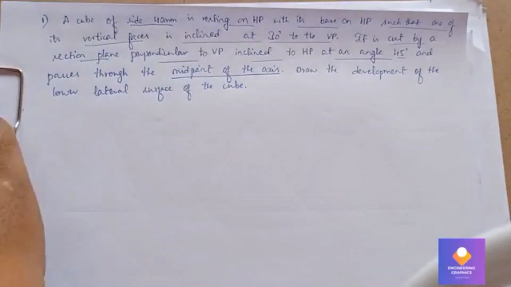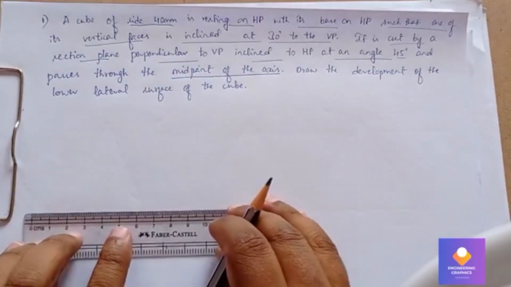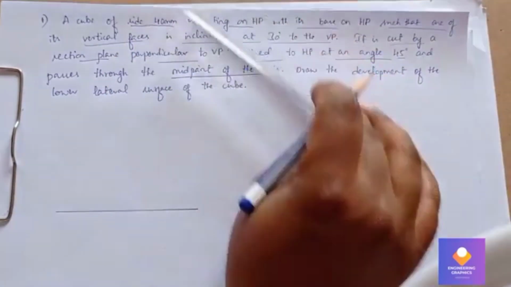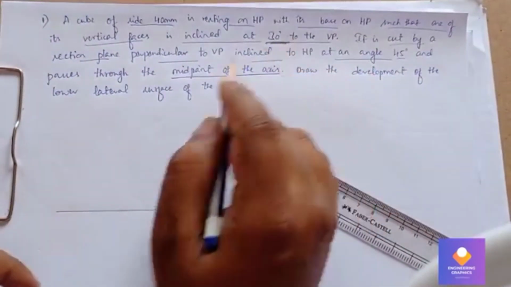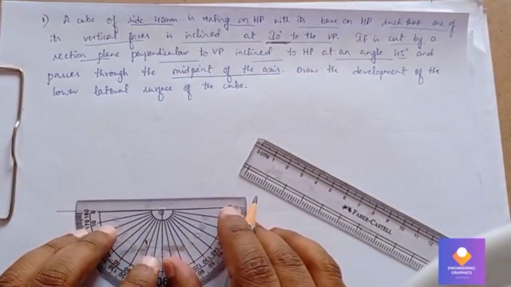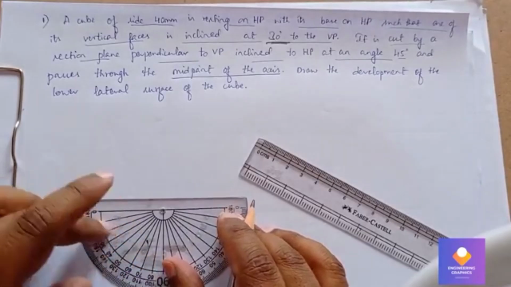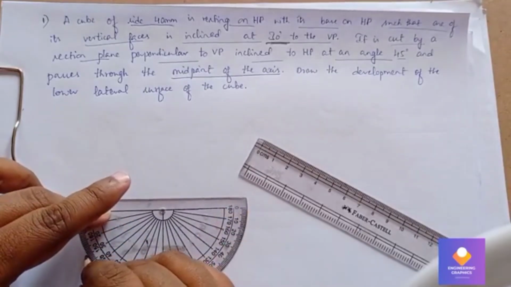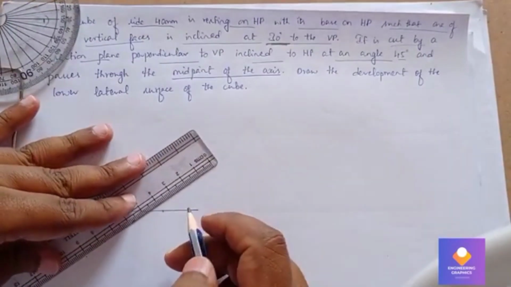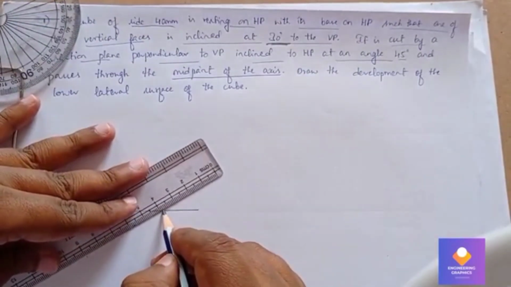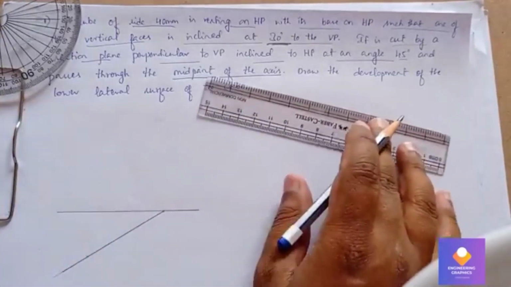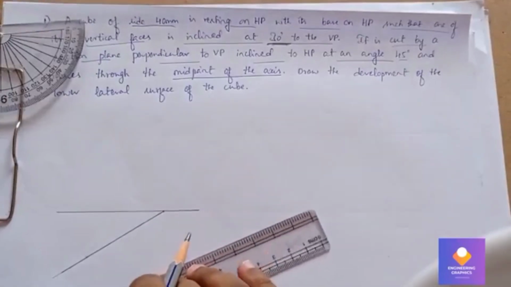So first we'll draw an XY line here. Then from that XY line I will take a reference point and draw a 30 degree angle line with respect to VP. So take a reference point, keep the protractor and mark the angle 30 degrees, and draw a line passing through that angle point. So mention the angle 30 degrees here.